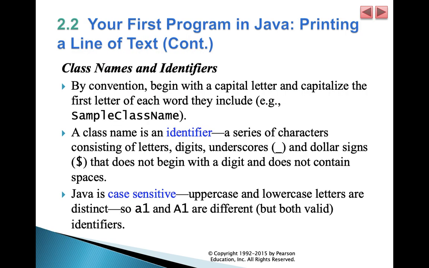Here are the rules for choosing identifier names, like class names. We're the same as C++. Java is also case sensitive, so when you call it A1 and capital A1, they are different.